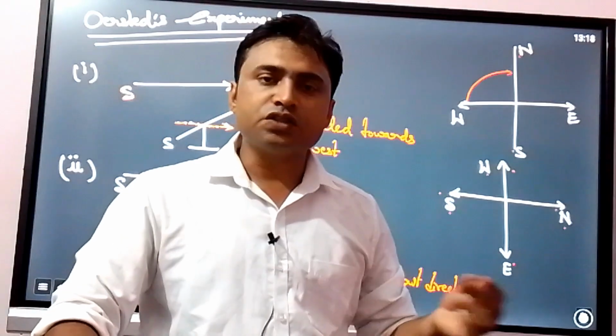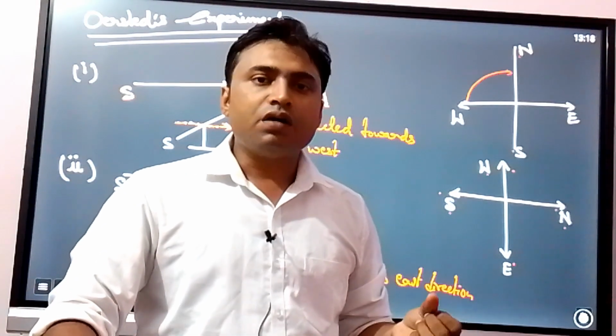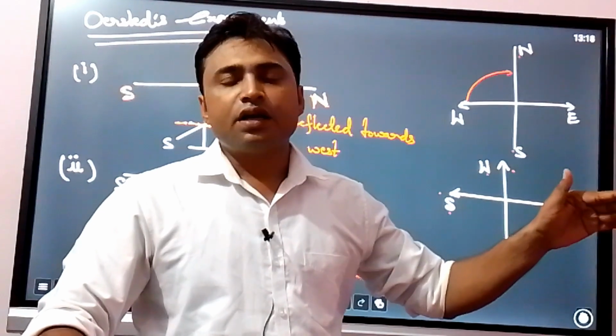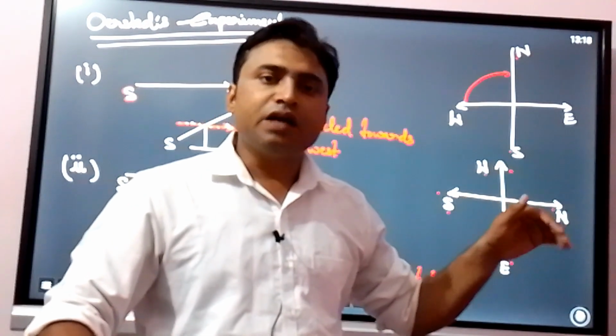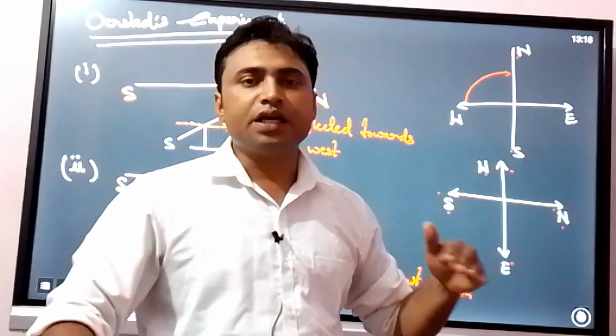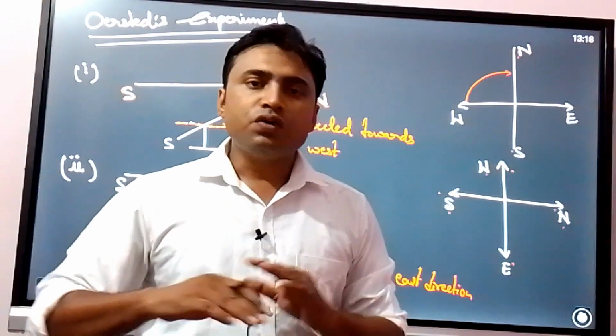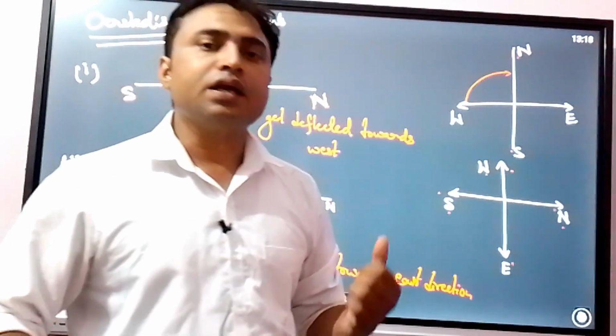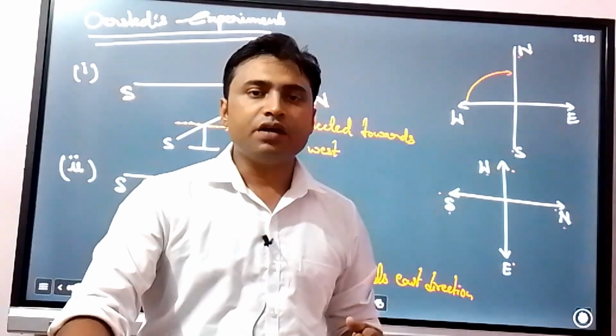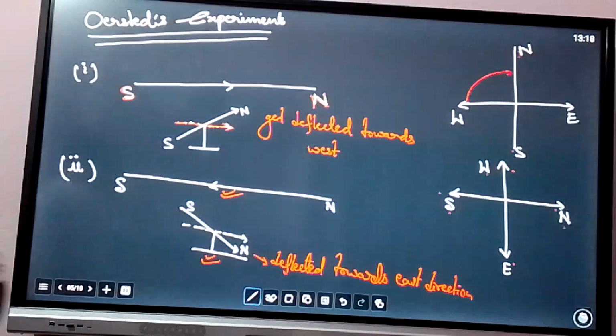It means moving charge is the source of the magnetic field, because only when the current flows in the wire is there a deflection in the magnetic needle. When the current stops flowing in the wire, there is no deflection in the magnetic needle. Okay?